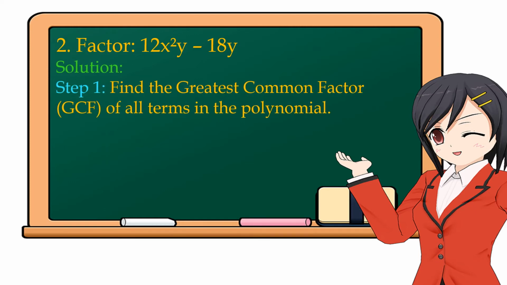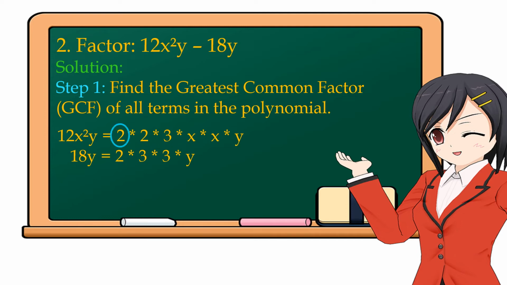Step 1, find the greatest common factor, GCF, of all terms in the polynomial. Since we have 2 terms, we need to get the factors of 12x squared y and negative 18y. So 12x squared y is equal to 2 times 2 times 3 times x times x times y, and 18y is equal to 2 times 3 times 3 times y. Then we will encircle all the common factors between 12x squared y and 18y.